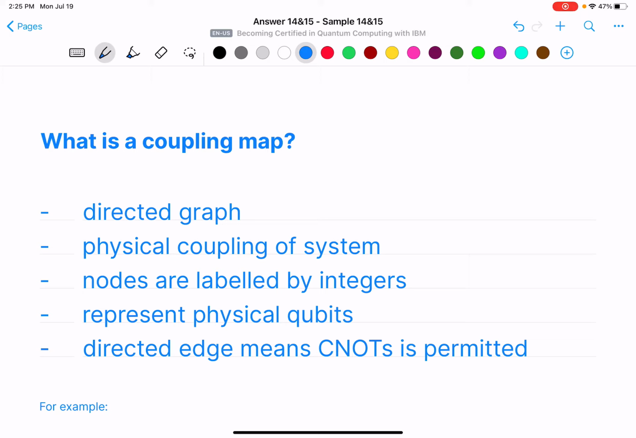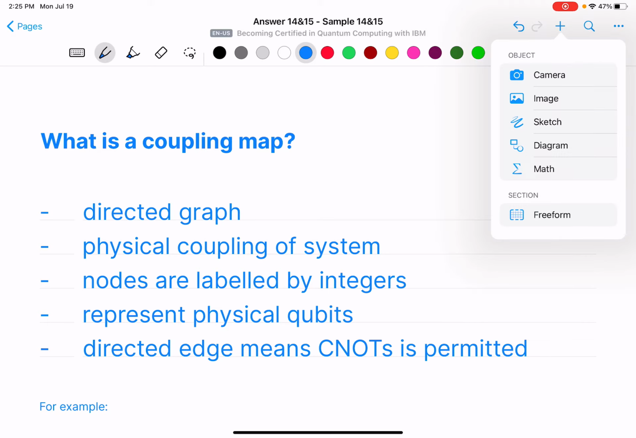It's a directed graph that represents the physical coupling of a system. The nodes are labeled by integers, and they represent the physical qubits. So 0 represents Q0, and 1 represents Q1, and so forth. A directed edge between two qubits means that a CNOT is permitted between the two. So let's look at that example and build some intuition behind this.